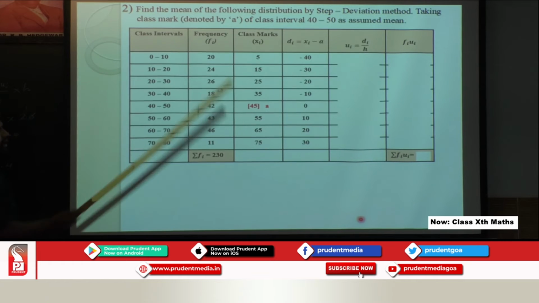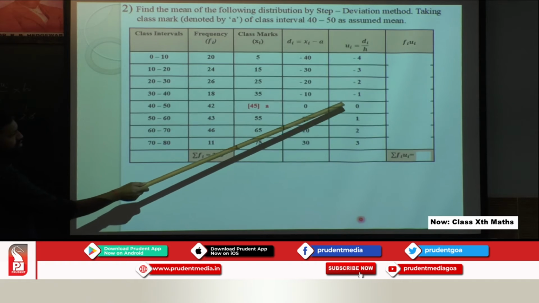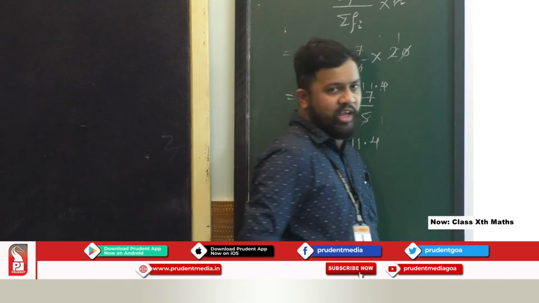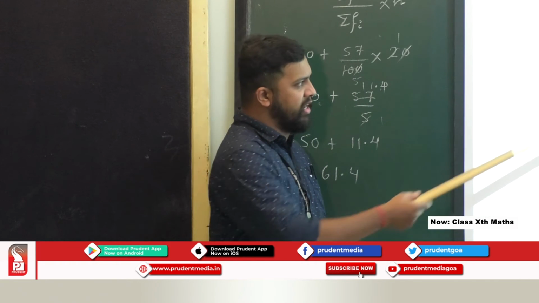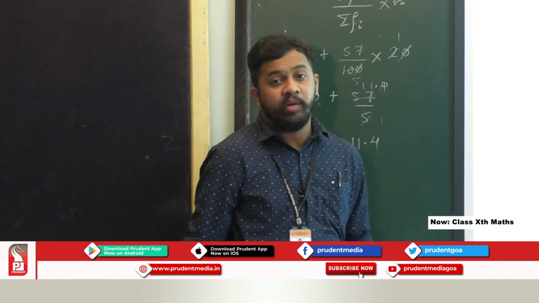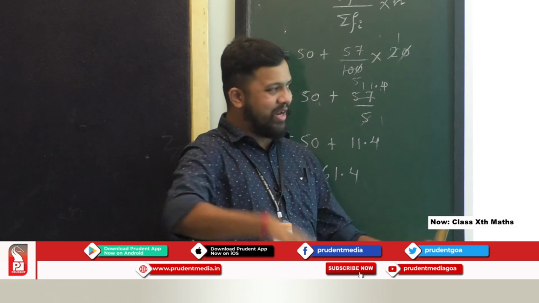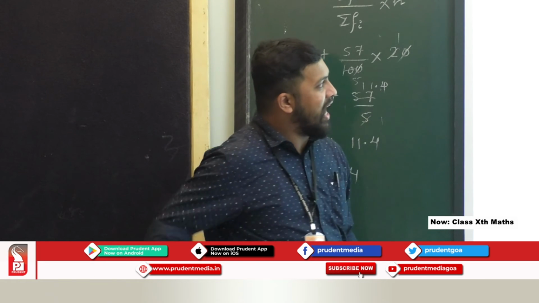So 40 divided by 10 is minus 4, then minus 3, minus 2, minus 1, 0, 1, 2, 3. And you see, such a big number was given to you, it turns almost into a single digit number. That is another thing I can say, the beauty of this step deviation method. The columns are more, but the numbers are smaller.